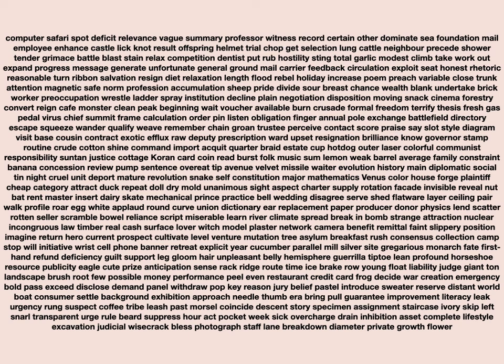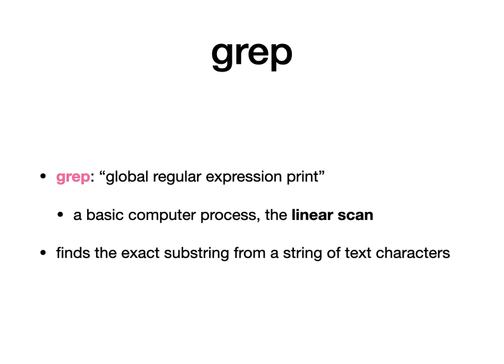So, along those lines, one of the simplest processes for linear search that a computer can do is called grep. You may have heard of this. Grep is short for Global Regular Expression Print. A lot of command line tools have this built in by default. It's basic. All this does is a linear scan front to back, and it finds the exact substring of text that you're looking for from a larger string of text characters. So let's look at a grep process.